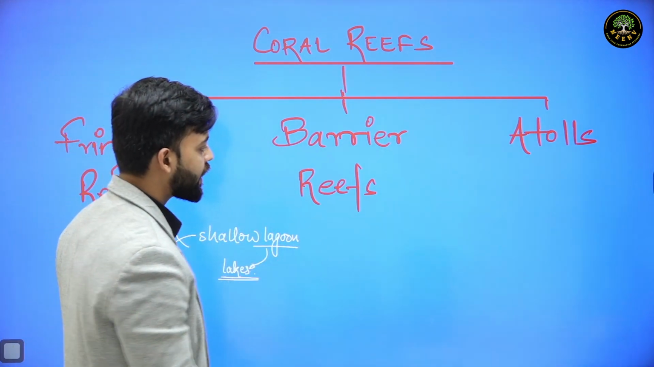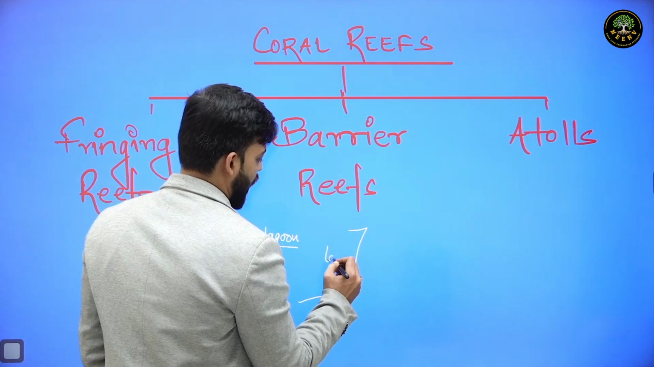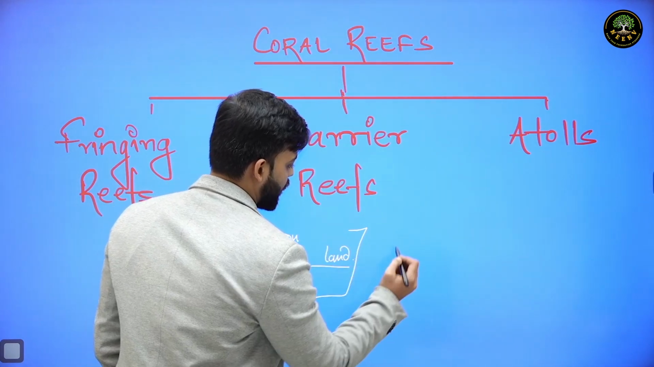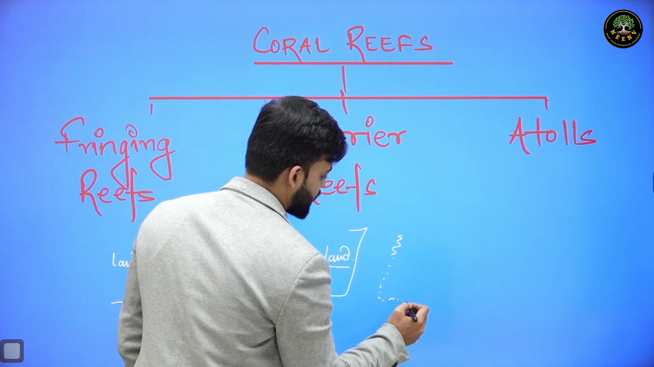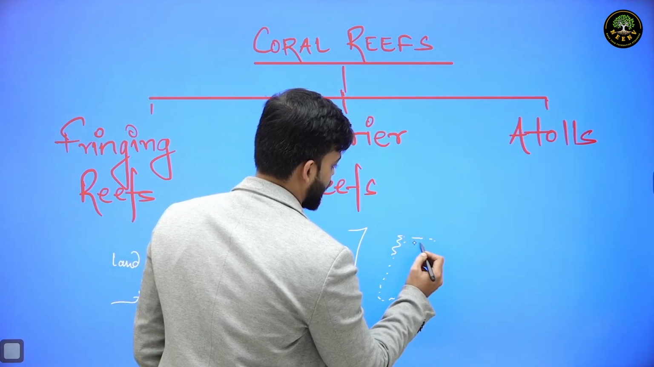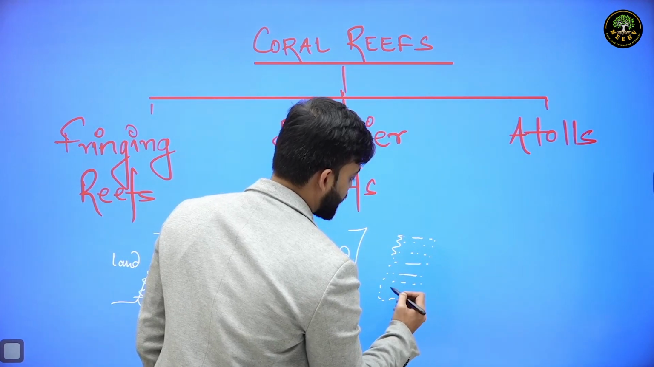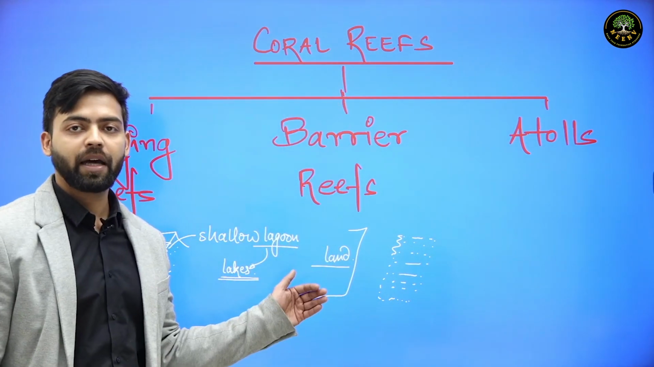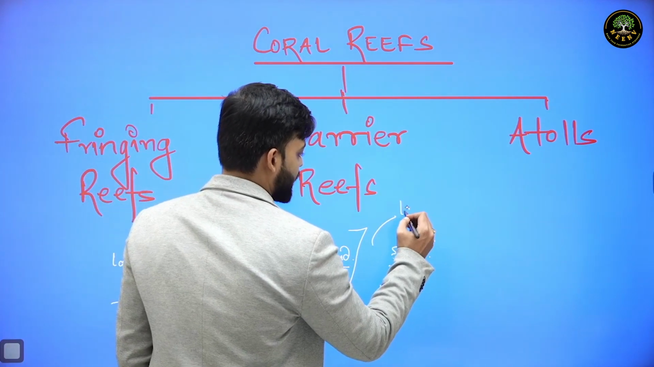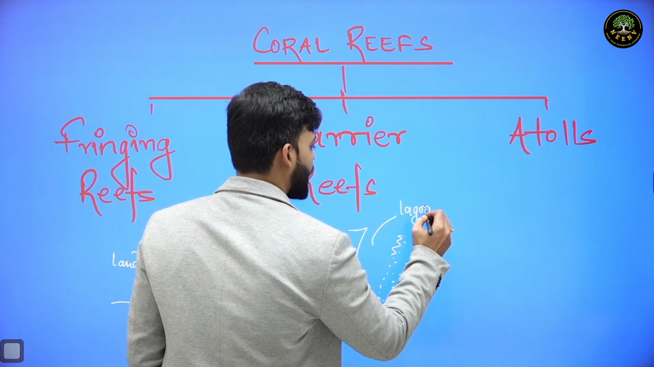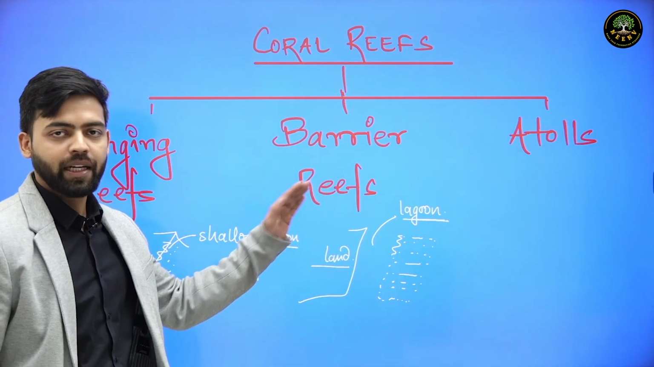As far as barrier reef is concerned, barrier reefs are formed farther from the coast. These are the barrier reefs, and they form a barrier up to certain kilometers. For example, Great Barrier Reef of Australia. And the lagoon in between is deeper and wider in case of barrier reefs.